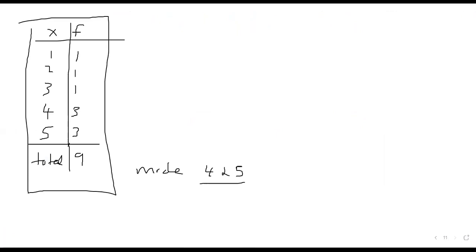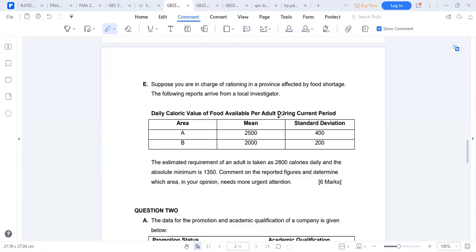So we go to our next question, question number E. We've been given the following information. Suppose you are in charge of rationing in a province affected by food shortage. You have been given the following table. Area A has a mean and a standard deviation. Area B has a mean and a standard deviation. All right, together.